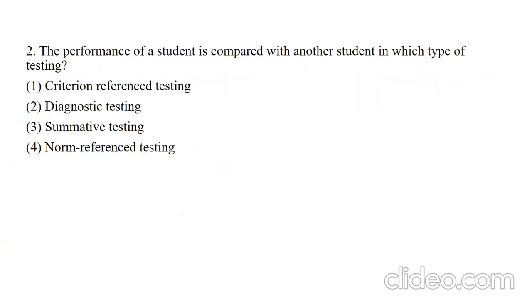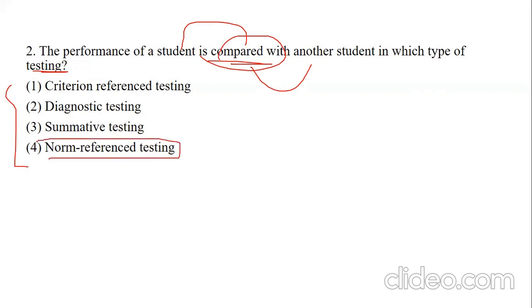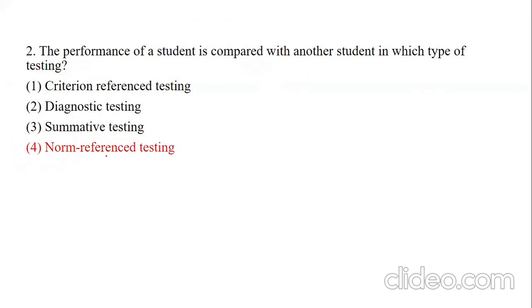Let's go with the second question. The performance of a student is compared with another student. See, comparison of one student with another. It's which type of testing? Now here we cannot go with this reducing method. Why? Because this is a conceptual and factual question, where the facts are given in the form of concept clearance, where you need to be very clear with your concept. So if we talk about comparison of one student with another, it is covered under the testing called norm reference testing. So your answer for this question is the fourth option.